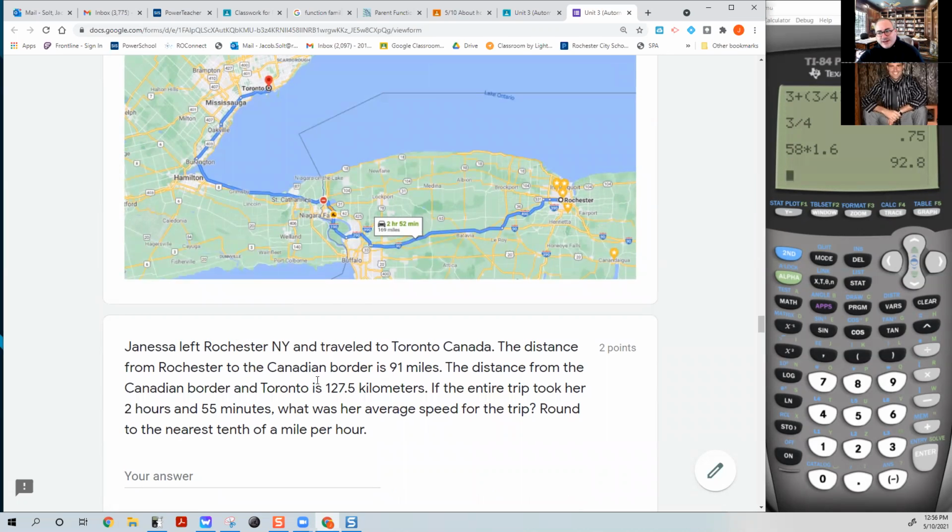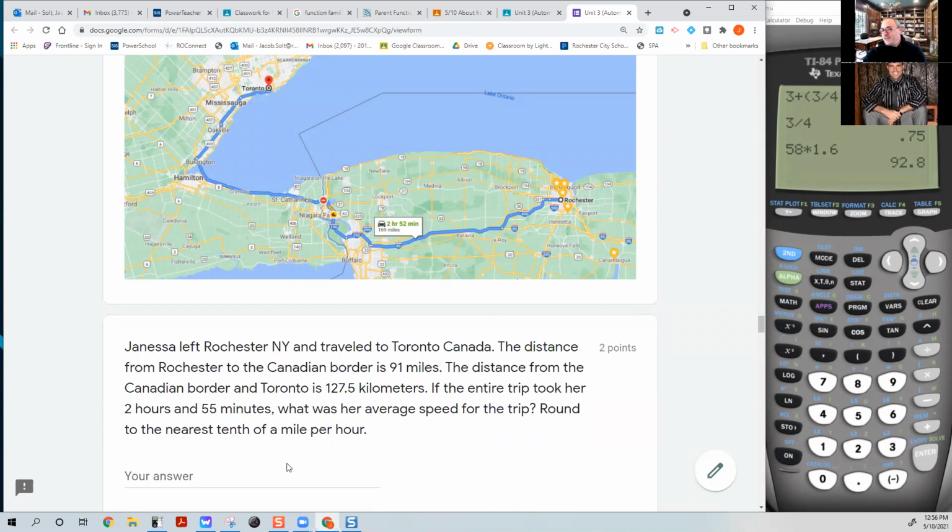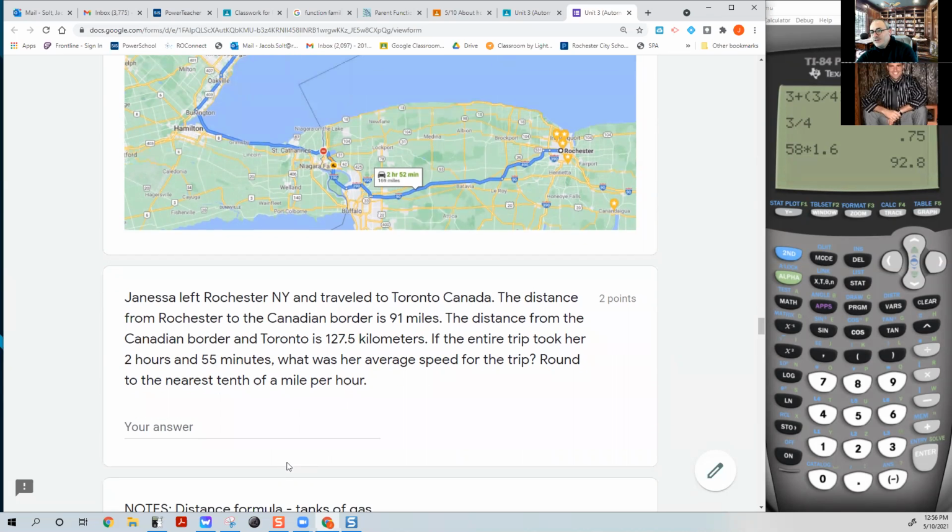Janessa left Rochester, New York, and traveled to Toronto, Canada. The distance from Rochester to the Canadian border is 91 miles. And the distance from the Canadian border to Toronto is 127.5 kilometers. If the entire trip took her 2 hours and 55 minutes, what was her average speed for the trip, rounded to the nearest tenth of a mile per hour?